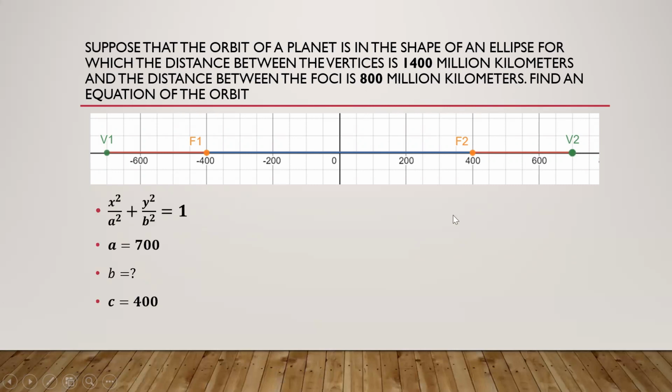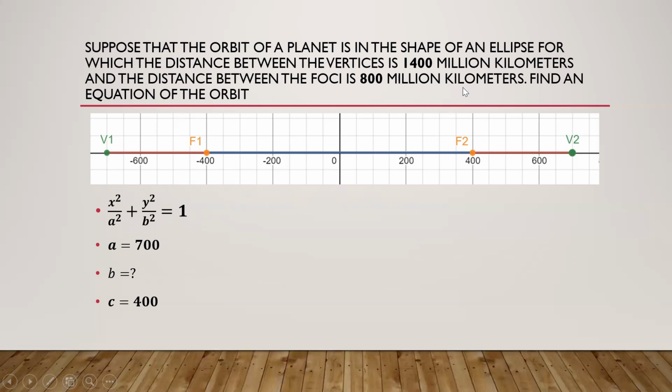So first, let's write down this equation as our guide. So x squared over a squared plus y squared over b squared. So we always put our center at the origin when we're dealing with word problems to make things easier. So from there, we find our a. So how do we determine that?